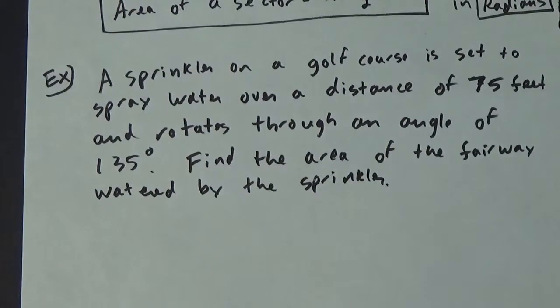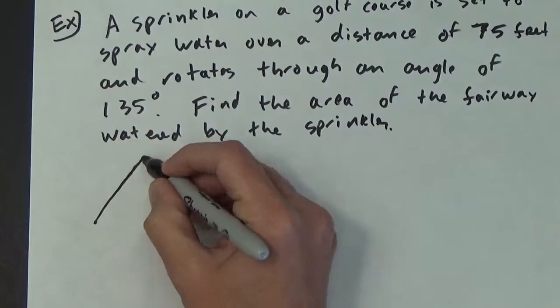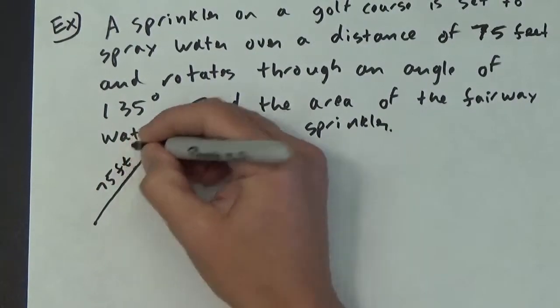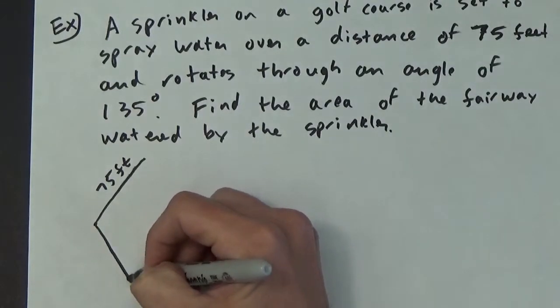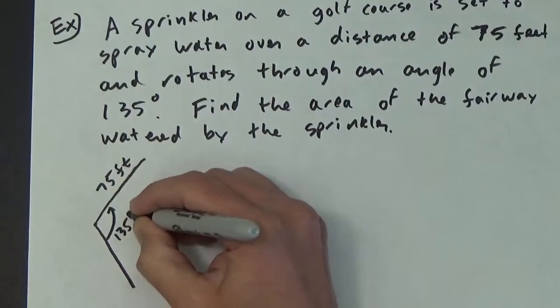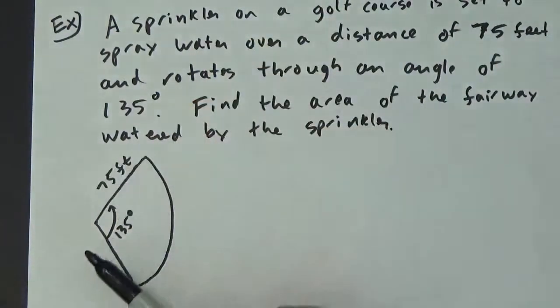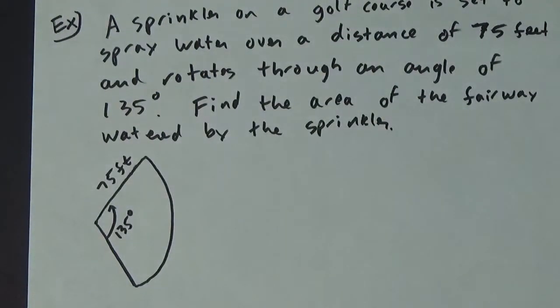All right, that's a good question. So we have the sprinkler. I'll draw this. 75 feet. And it rotates through a whole angle of 135 degrees. Just imagine that this is part of a circle. So this thing is going back and forth watering that fairway, and we want to know how much area is being watered. That's a good thing to know, because then you can start calculating how much water you're putting in per square inch and things like that. So you do need to know the area.